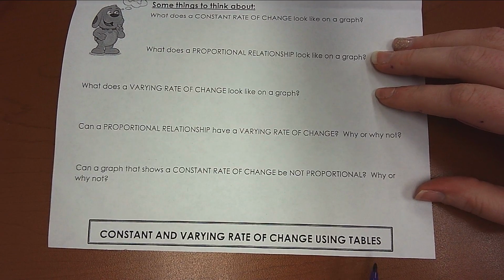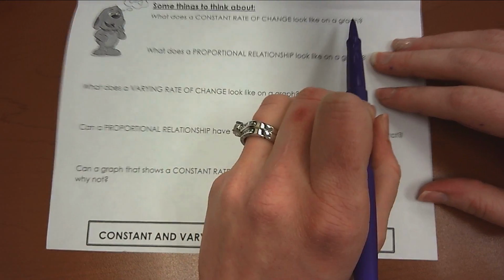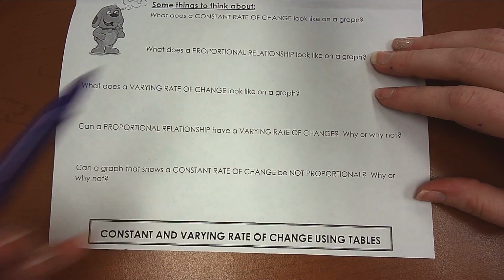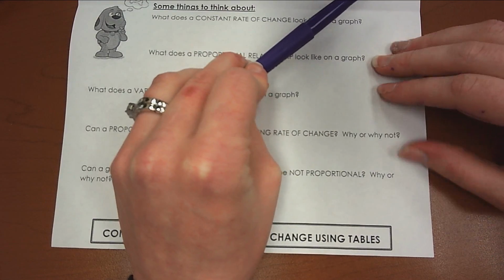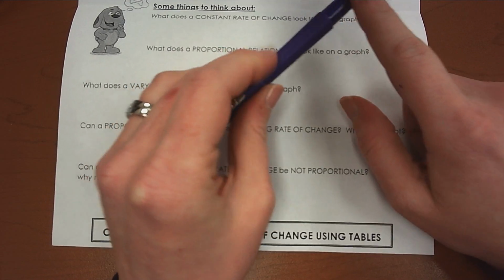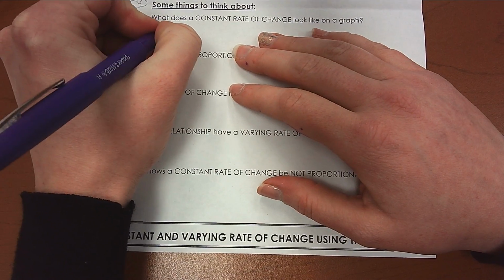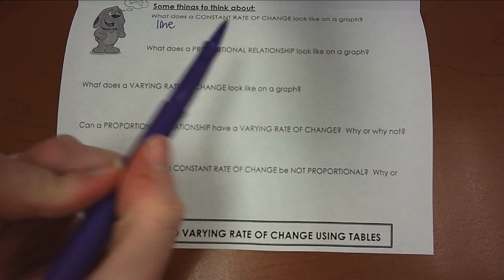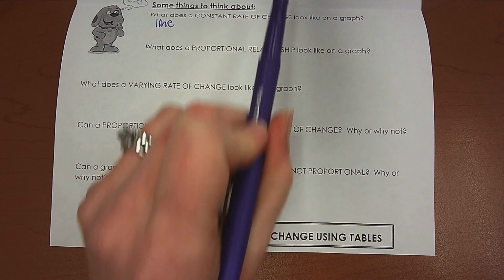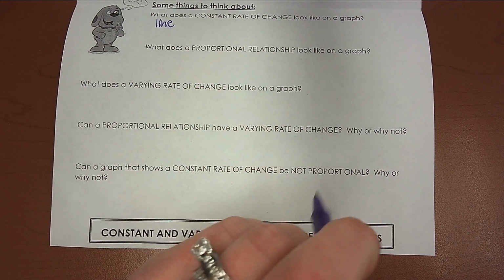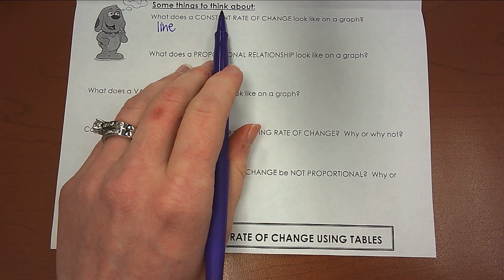So now we're going to kind of switch our thought process. If we know what it looks like in a table, what does the constant rate of change look like on a graph? Well, if it has a constant rate of change, it has a constant of proportionality, it has a constant slope, which means it's a straight line. It's linear. If it has a constant rate of change, rise over run is always going to be the same. Up $15 over 1 week. Up $15 over 1 week. So it's going to be a line if it is a constant rate of change.